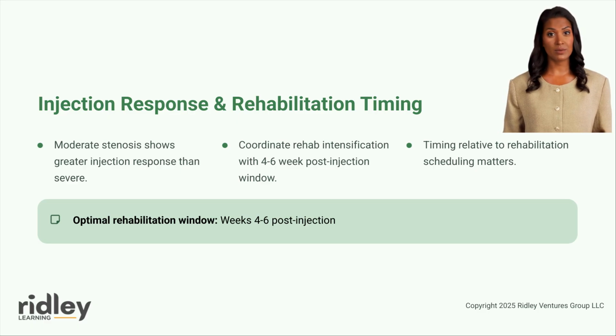From a rehabilitation perspective, epidural steroid injections may create a window of reduced symptoms that facilitates more aggressive exercise participation. Patients who achieve pain reduction following injection can often tolerate higher exercise intensity, longer duration aerobic conditioning, and more rapid progression than their pre-injection baseline allowed. Coordinating rehabilitation intensification with the period of maximal injection benefit, typically the first 4 to 6 weeks following injection, may optimize the combined effect of these interventions. Communication with the interventional provider regarding injection timing relative to rehabilitation scheduling supports this coordinated approach.